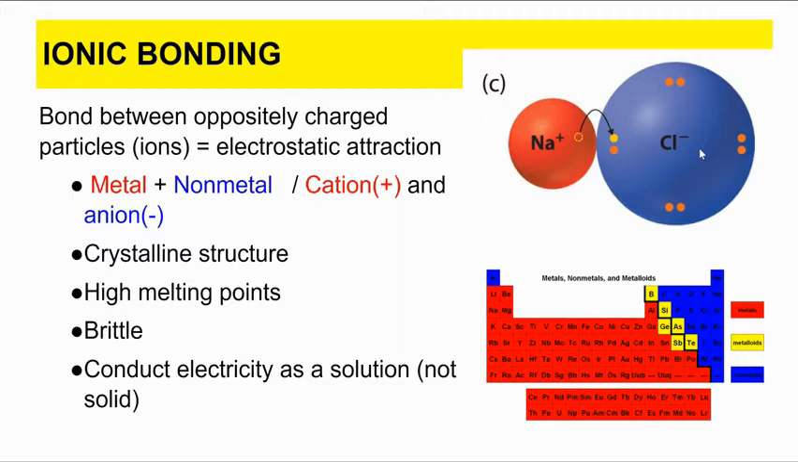Ionically bonded substances have a crystalline structure, extremely high melting points. They're very brittle, and they conduct electricity as a solution, but not as a solid. So we'll be looking at why those properties are what they are, but much of that is based on the bond type and the strength of the attraction between the atoms.